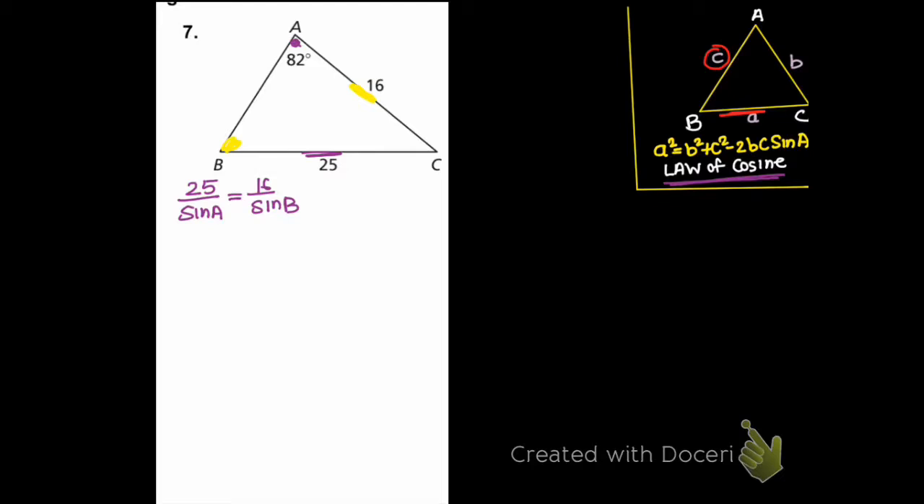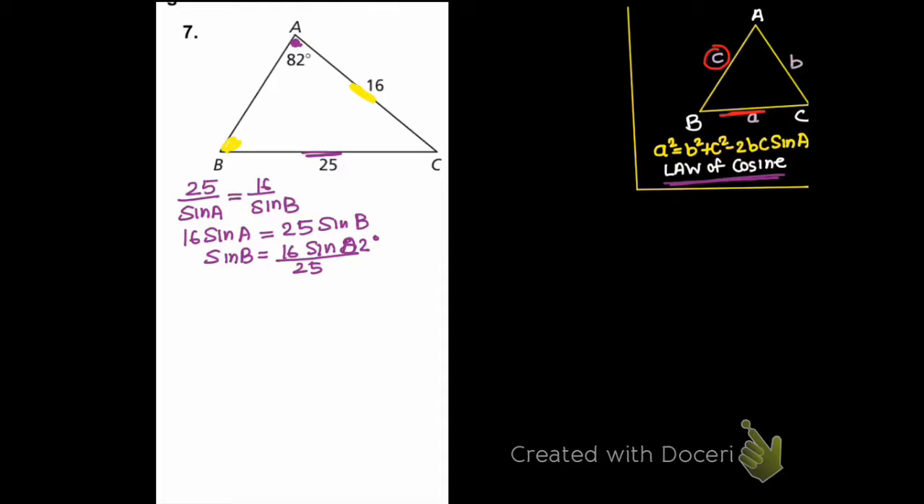Cross multiply. What do you get? 16 sine A is equal to 25 sine B. Then you divide both sides by 25, so you get sine B equal to 16 sine A over 25. You got this answer, and A is what? I'm just plugging it in, that's 82 degrees. So we better substitute.